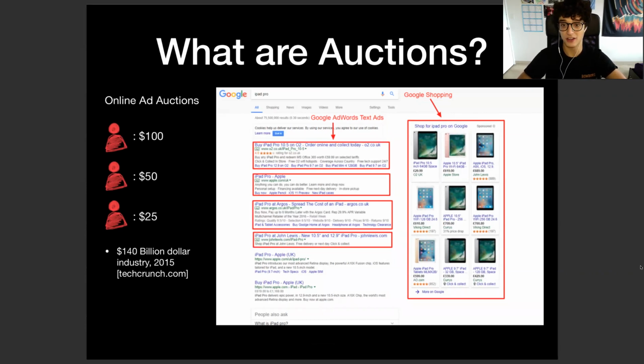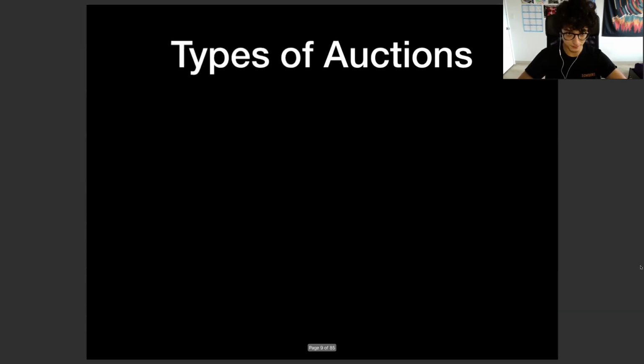And so it's really important to understand what's the most efficient way of doing this. How do we allocate bidders to which slots? How much do we charge each of the bidders? These are all really important questions to ask. And so really the question we're trying to ask is, what type of auction do we want to run? There are, in fact, many different types of auctions.